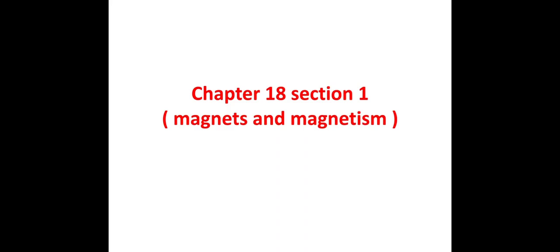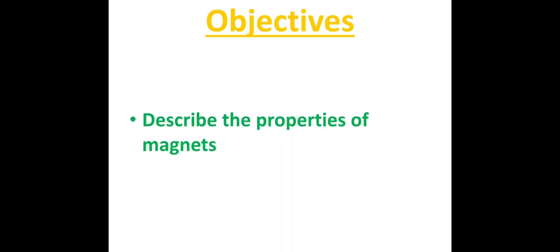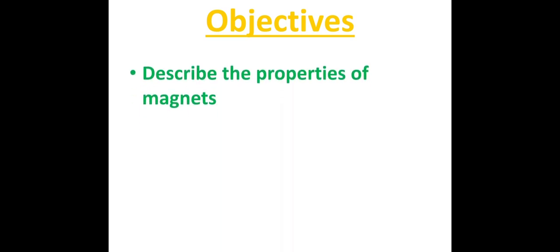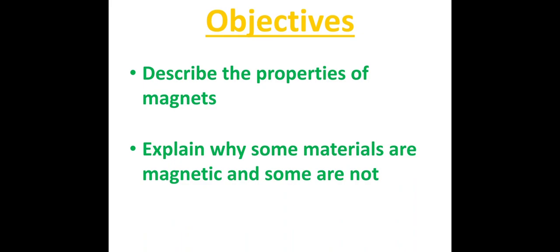Good morning, everybody. Today we will start chapter 18, section 1, which is called about magnets and magnetism. But before we start, we must know the objectives of this session. The first one is describe the properties of a magnet. Second one, explain why some materials are magnetic and some aren't.